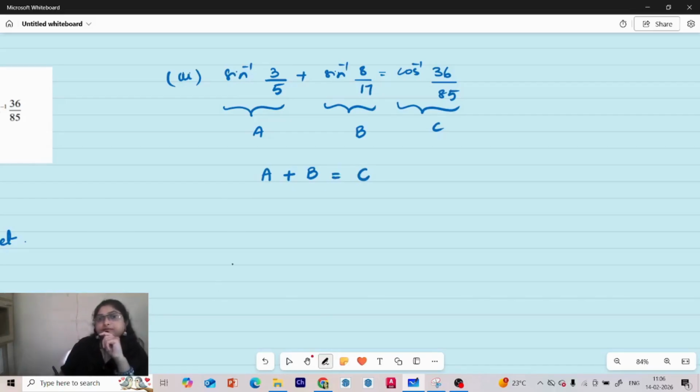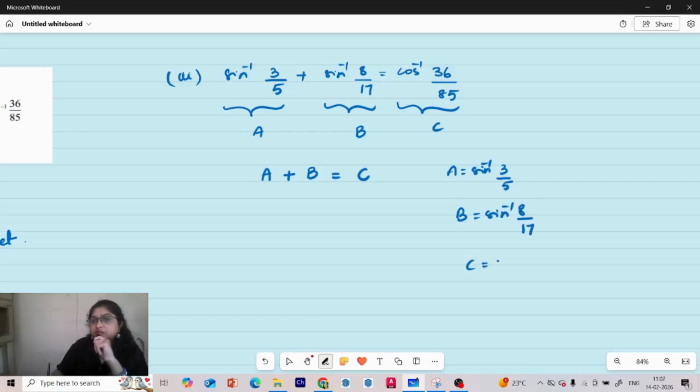Now what we will do is we will take cos on both sides. I'm writing here a is equal to sin inverse 3 by 5, b is equal to sin inverse 8 by 17, c is equal to cos inverse 36 by 85. These have been replaced in the question. So now we will take cos on both sides.